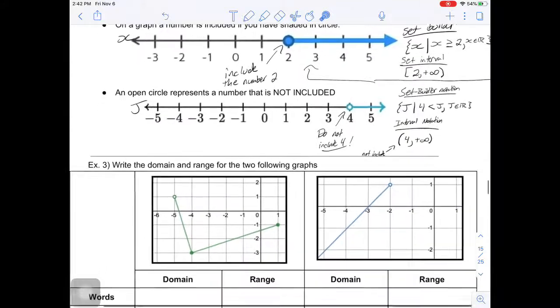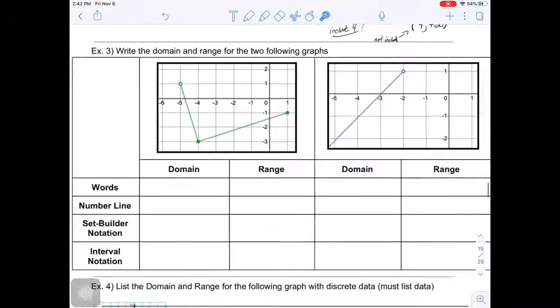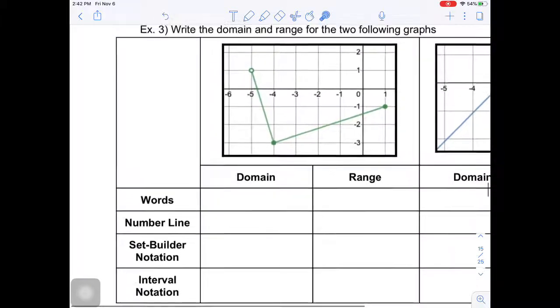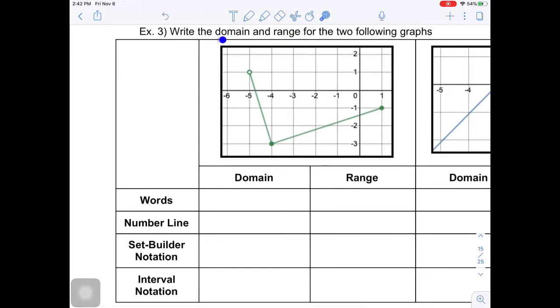Okay, so let's do a few more difficult ones here. So let's look at this one. I'll kind of zoom in on this side. So example 3: write the domain and range for the following 2 graphs. So remember, your domain is your horizontal line and your vertical line is your range.